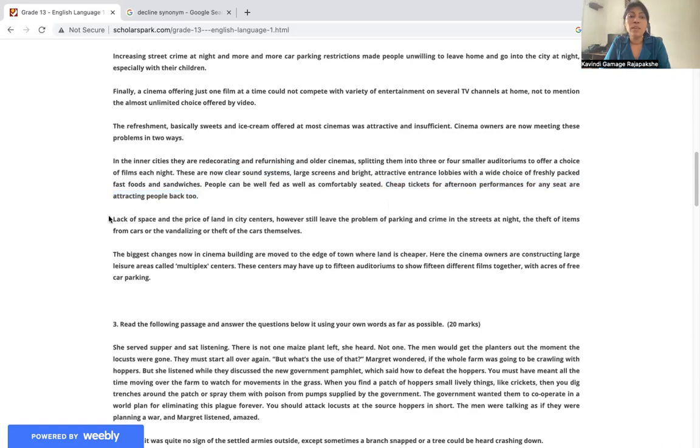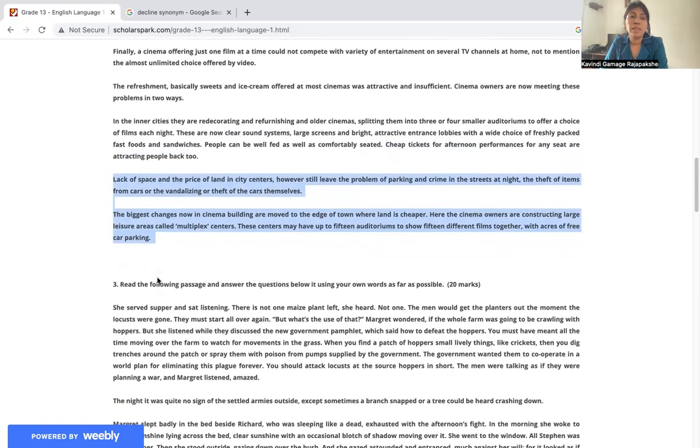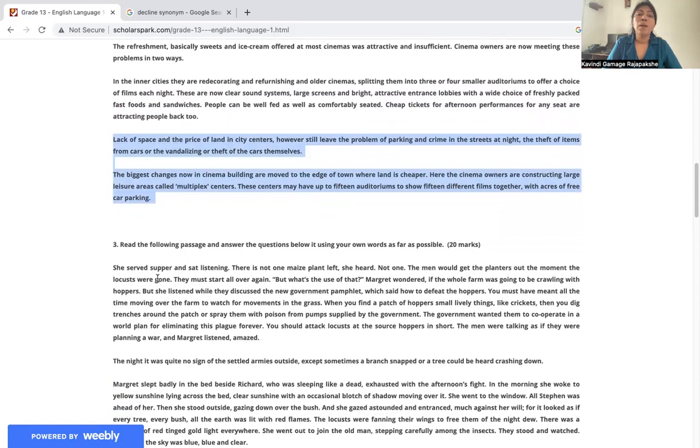Then the next part you can say: lack of space and price of land in city centers, however, still leave the problem of parking and crime in the streets at night. The theft of items from the cars, vandalizing, or theft of the cars themselves. So how do they avoid the parking restrictions? You can say, however, leave the problem of parking and crime.